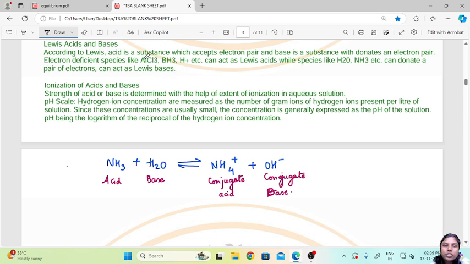Electron deficient species like AlCl3, BH3, H plus, etc., they all act as Lewis acids. Why? Because they are electron deficient, correct? See, this can accept, even this one can accept, this one can also accept. While species like H2O and NH3, etc., can donate a pair of electrons and therefore they act as Lewis bases.